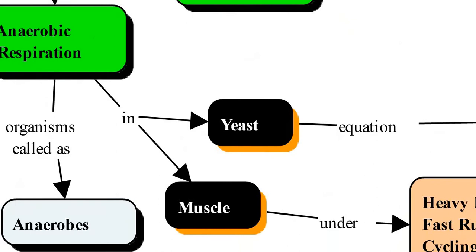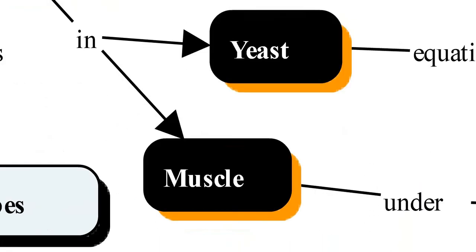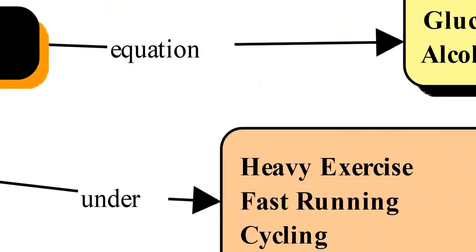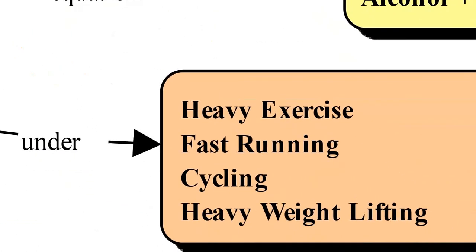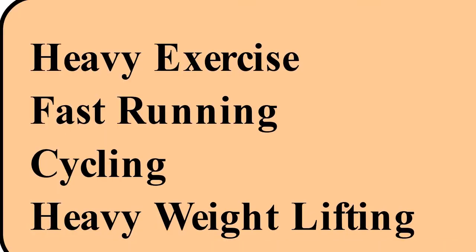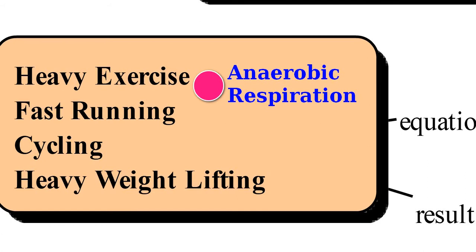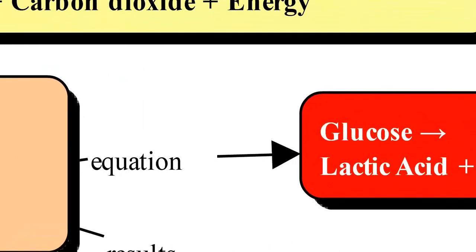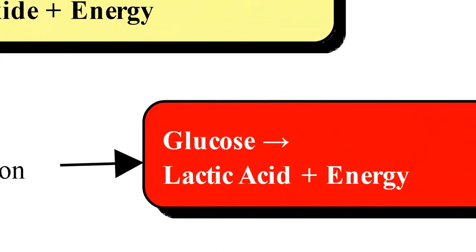Now we'll come to muscle cells. Under normal conditions, muscle cells get energy from aerobic respiration, but under heavy exercise, fast running, cycling, heavy weight lifting, muscle cells get energy by anaerobic respiration, which can be represented by an equation. Glucose breaks down into lactic acid and energy.